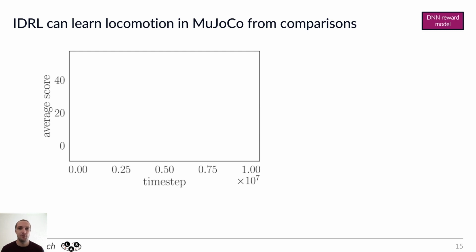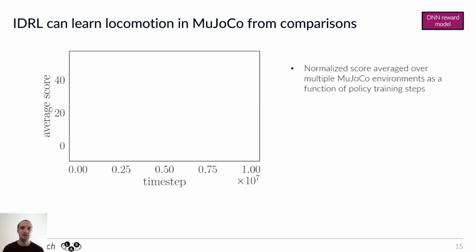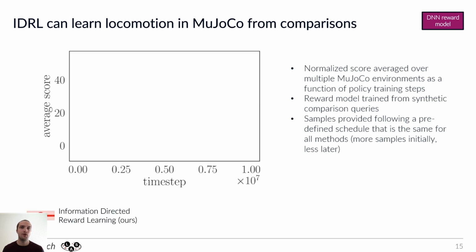Finally, we test the DeepRL implementation of IDRL, also in MuJoCo environments. So in this plot, we show the score that the learned policy achieves averaged over multiple of the standard locomotion tasks in MuJoCo. The reward model is trained from synthetic comparison queries that are provided using a fixed schedule. Our implementation of IDRL uses queries from rollouts of the currently optimal policy, but also all candidate policies that it considers. The other methods, of course, don't have access to these candidate policies, and therefore we consider an ablation of IDRL that only queries from rollouts of the currently optimal policy.